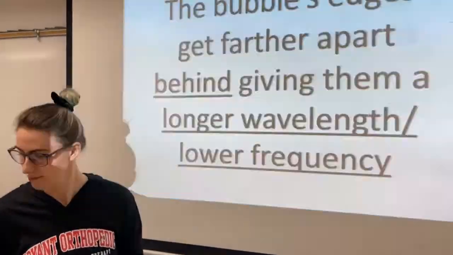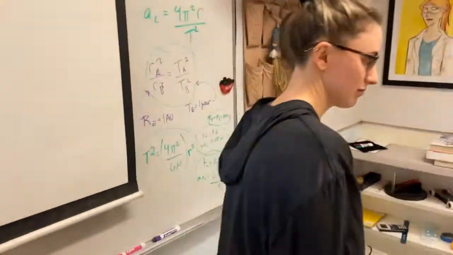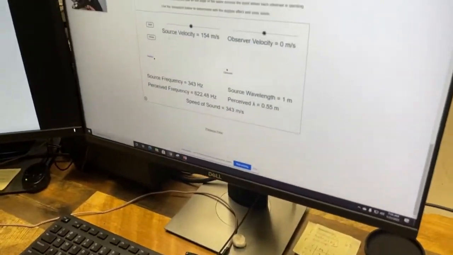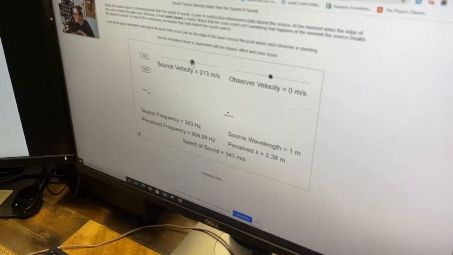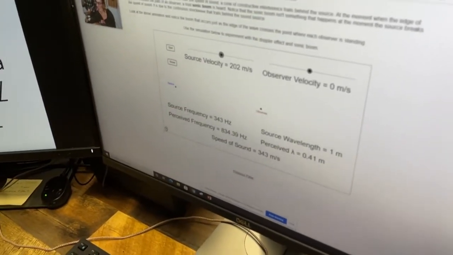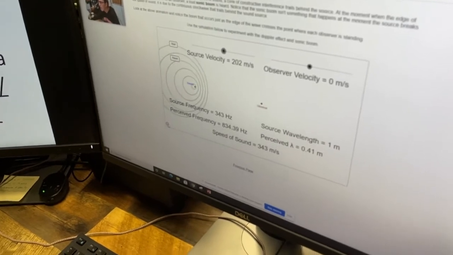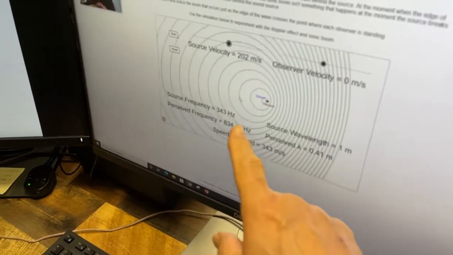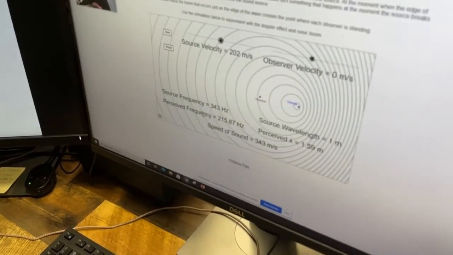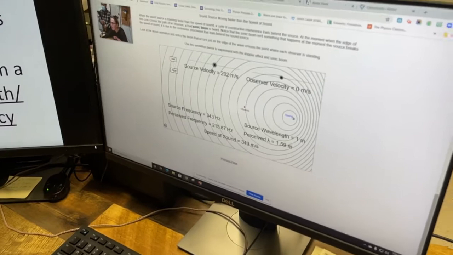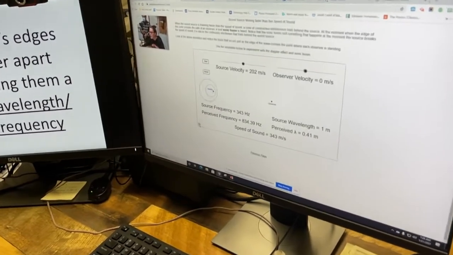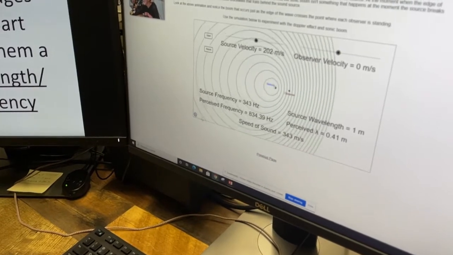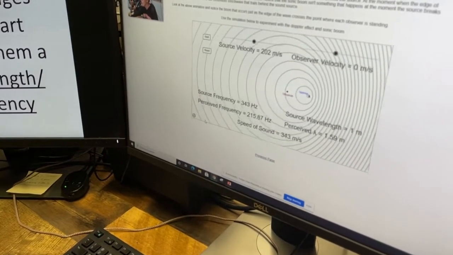Let's see that again over on the sim. Let's move it up to about 200 meters per second. Reset. And go to right. And we go. So you can see in front they're closer together, higher frequency, and behind they're farther apart, lower frequency. And why is that? Because the source is moving. It keeps sending out sound waves.